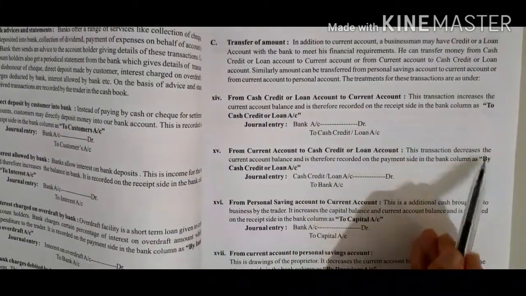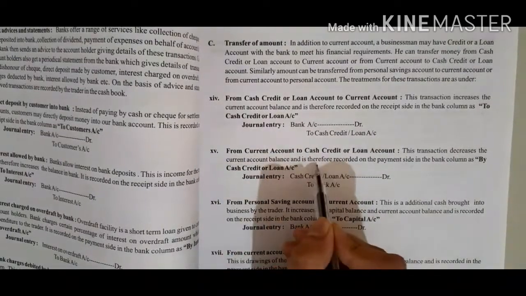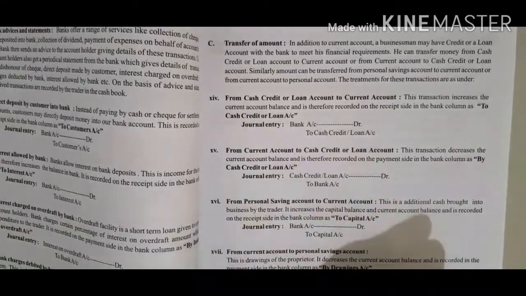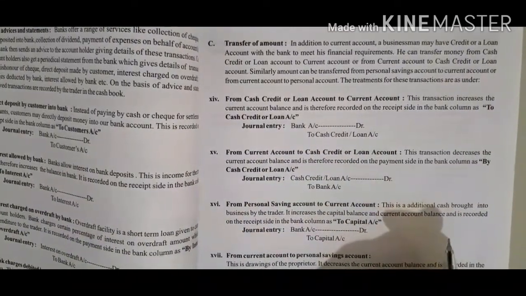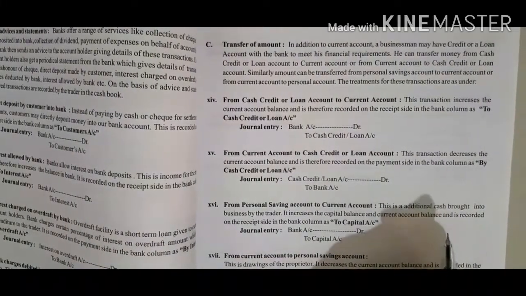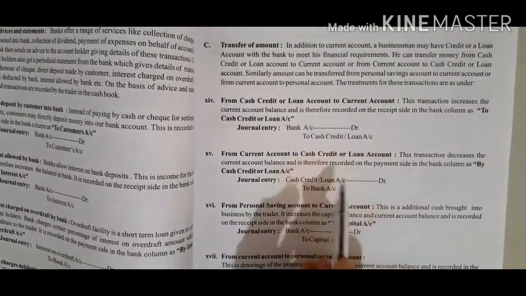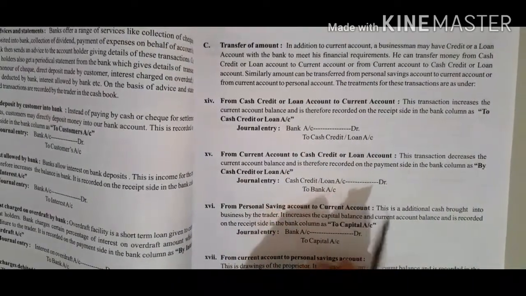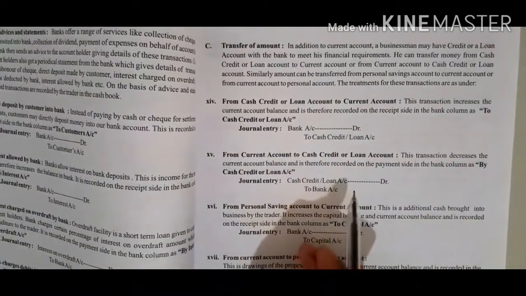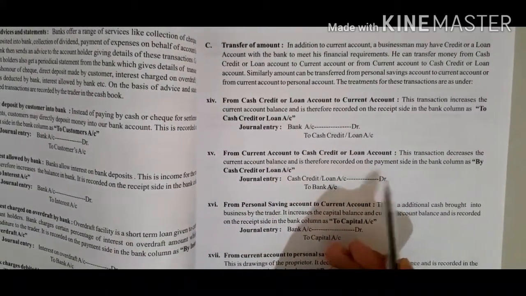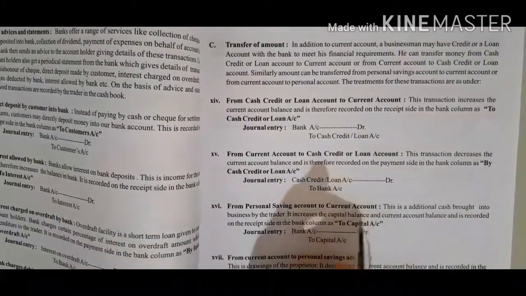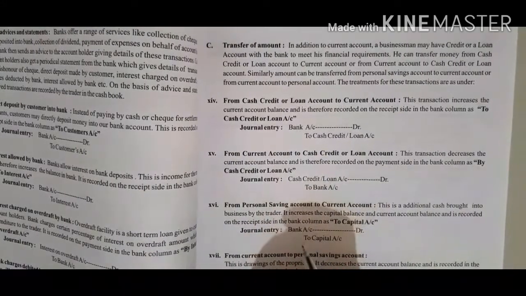This transaction decreases the current balance and is therefore recorded on the payment side in the bank column as by cash, credit or loan account. Now here the current account's balance is decreasing as you are transferring the amount to cash, credit or loan account. So the entry for this: cash, credit or loan account debit to bank account. Now here the amount is being transferred to this loan account, the amount is increasing, so debit effect, debit the receiver, and to bank account, whoever is giving the amount, that is getting the credit effect, so credit the giver.